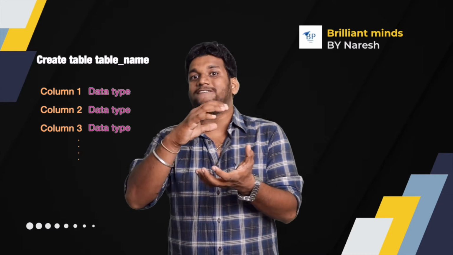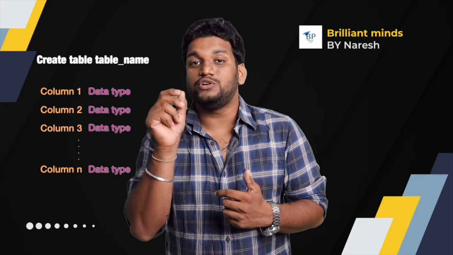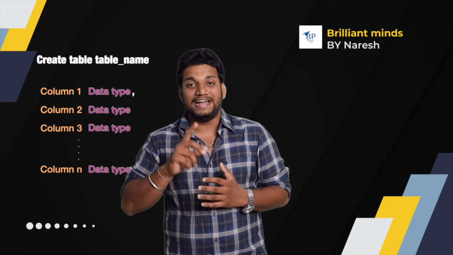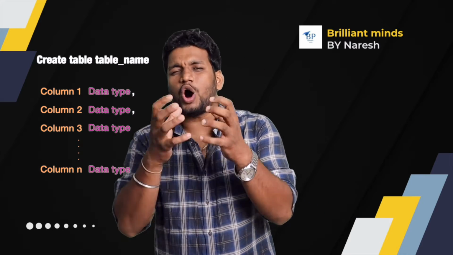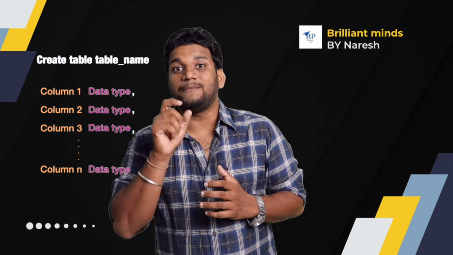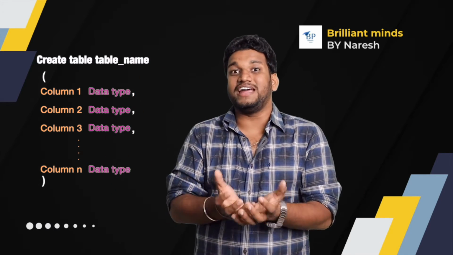Next, we have to separate the columns. How to separate these columns? By using commas, we separate all these columns. And next, we keep all these columns in parentheses, and we close those parentheses with a semicolon. This is the proper structure of a table.